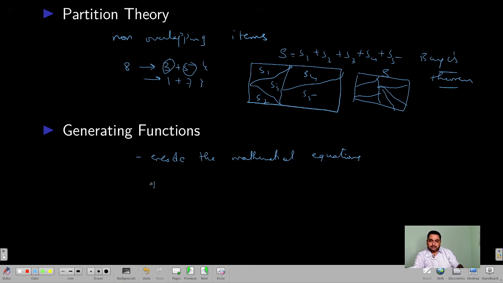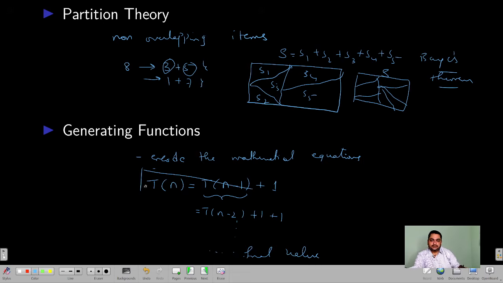For example, say that I want to find time complexity given the equation T(n), and it is a recurrence, that is T(n-1) + 1, for example. So this is a generating function. Using this, you can go on generating T(n-2) + 1, plus this one. Like that, you go on generating, and finally you will arrive at some final value. These kinds of functions are called generating functions.